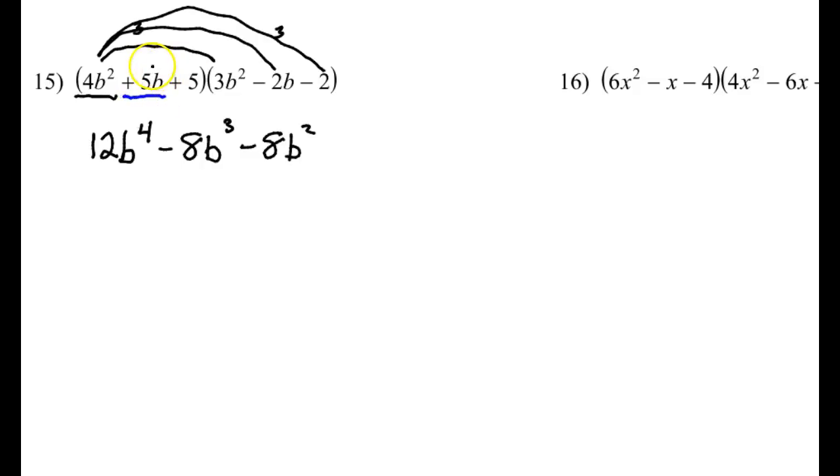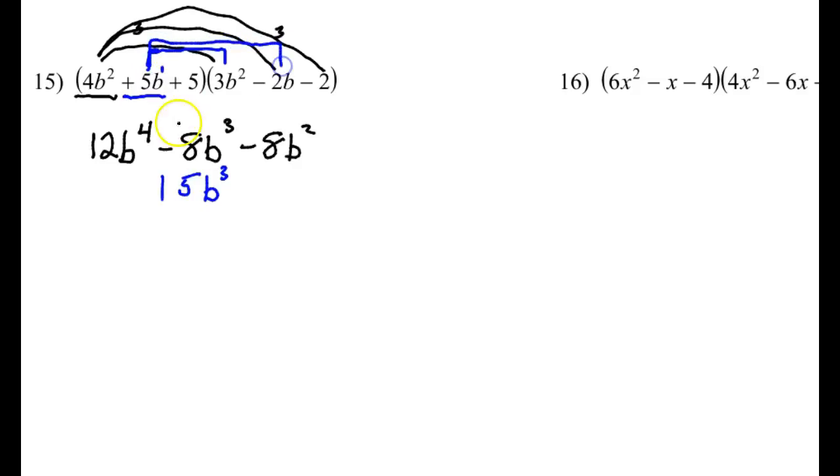So now let's do the 5b. So let's do 5b times 3b to the 2nd. So 5 times 3 is 15. b to the 1st times b to the 2nd is b to the 3rd. So I know I'm going to write my answer here underneath the other b to the 3rd. And again, 5 times 3 is 15.